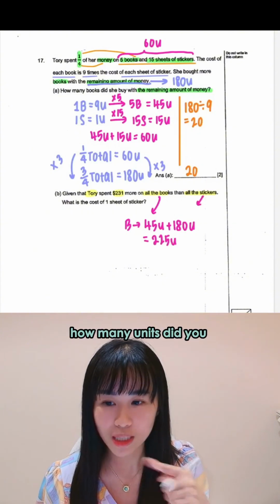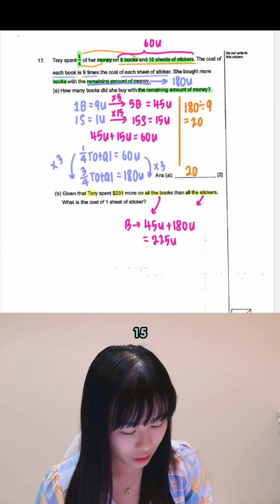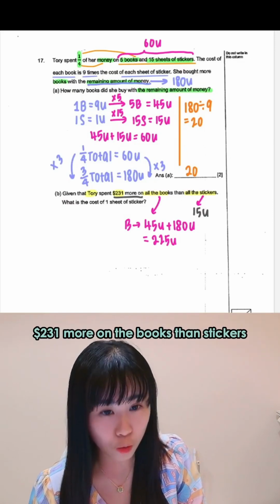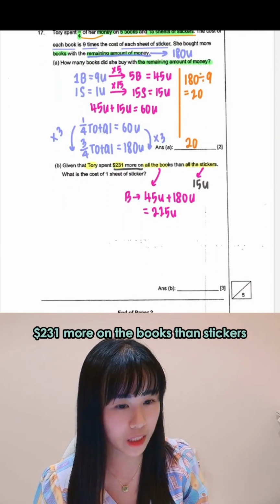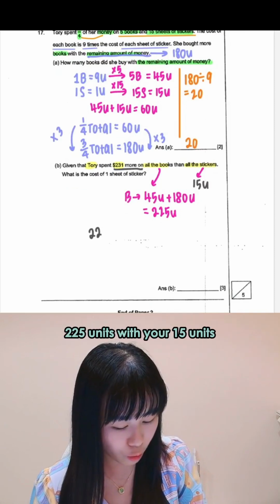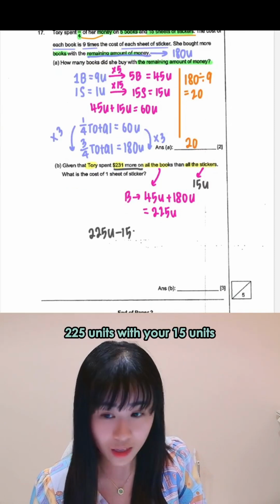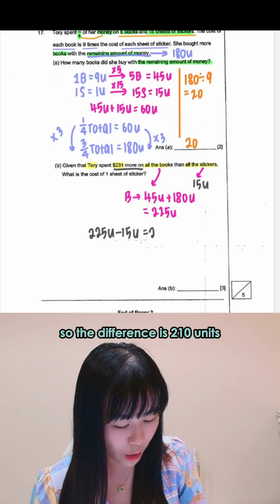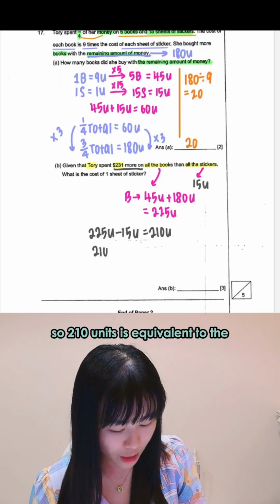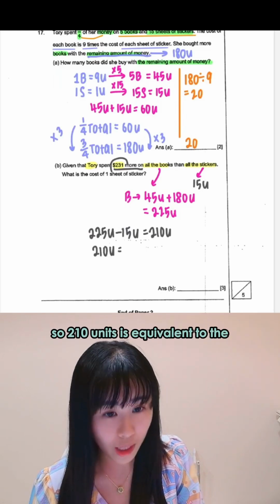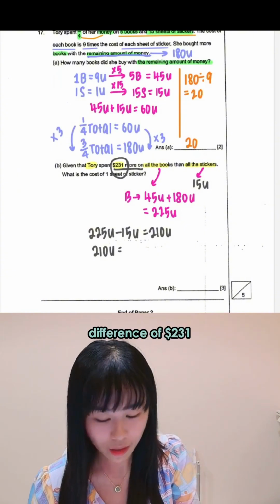How many units do you spend on the stickers? 15. They say this is the difference, $231 more on the books than the stickers. So you must find the difference, right? Of 225 units with your 15 units. So the difference is 210 units.